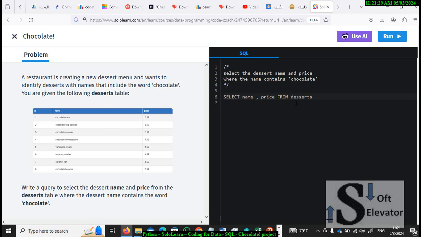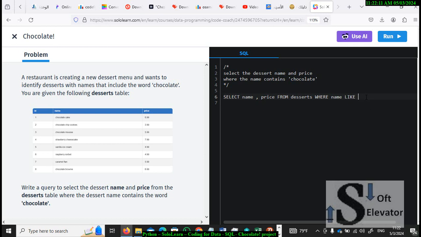And then WHERE in capital letters, where name, the field name, LIKE in capital letters because it's a SQL keyword, and like here we will put the word chocolate, which contains chocolate. So this chocolate, so every dish or dessert has the word chocolate.